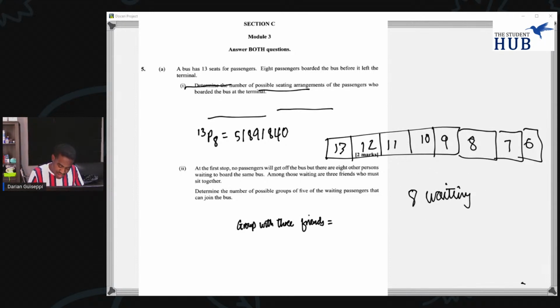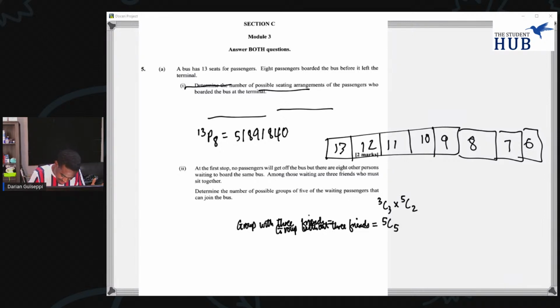But what they say in the question is that out of those waiting, 3 friends must sit together. So let's look at the instance where the 3 friends sit together. If we choose those 3 friends, they would sit in the bus, and then you have just 2 persons to choose out of the remaining 5 persons. These are the 3 friends, you know, in school that are always with each other. You can't separate them. They say they must go one with the other. So basically, this is what will happen here.